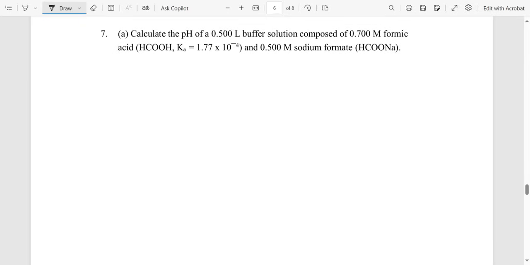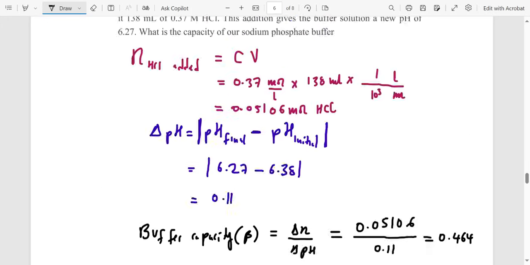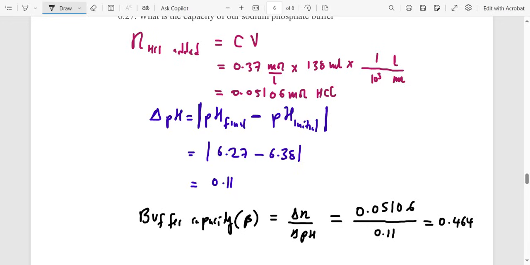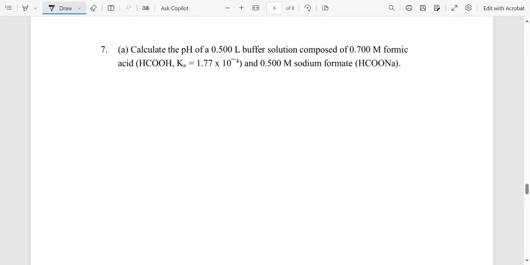Number 7a is saying, I hope that's okay, 7a is saying calculate the pH of a 0.5 liter buffer solution. Yes, please. Okay. Calculate the pH of a 0.50 liter buffer solution composed of 0.7 molar of formic acid with that Ka and 0.5 molar sodium formate.